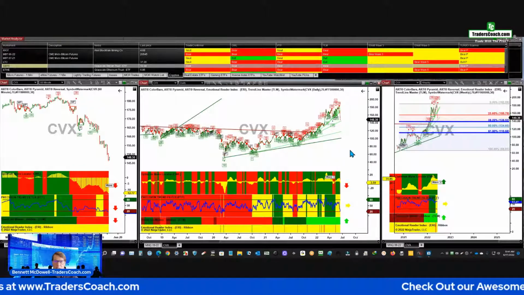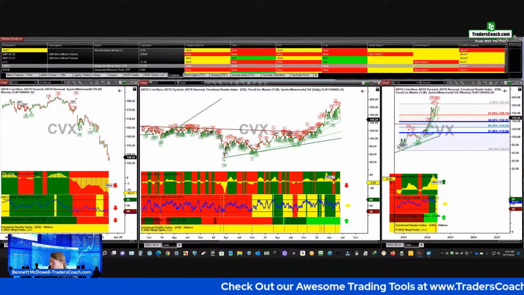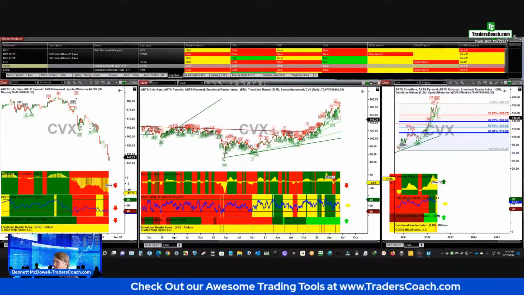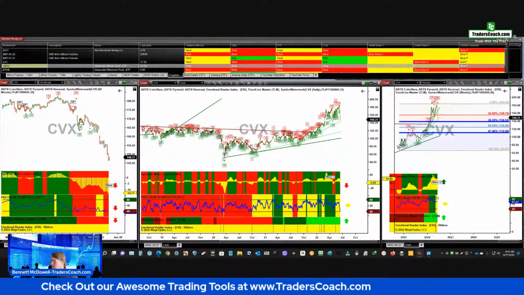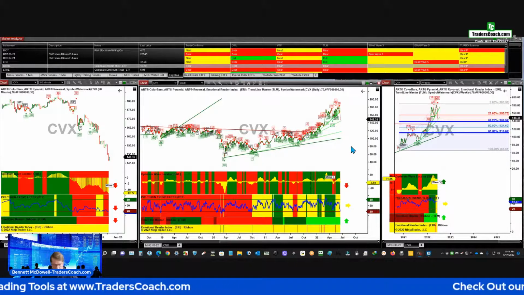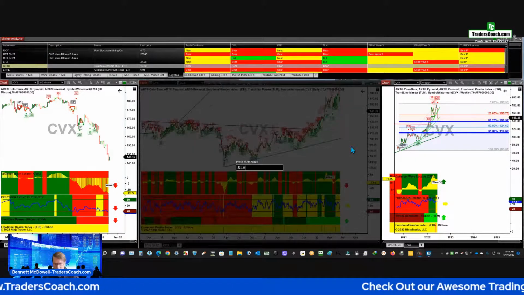I think you missed it. This was a tough one to capture unless you had the 60-minute chart up there. So I would leave this one alone for right now. All right, silver. Let's take a look at the ETF for silver.